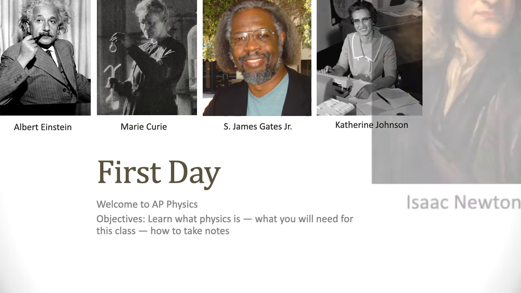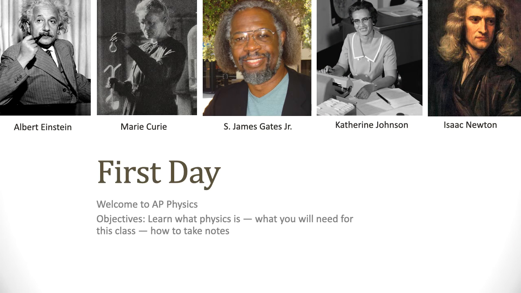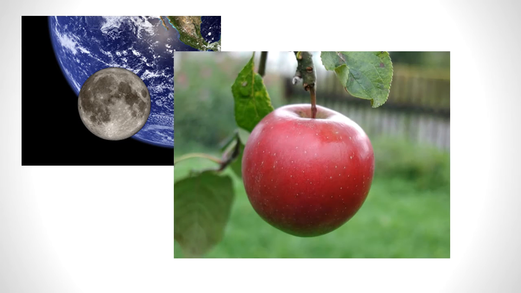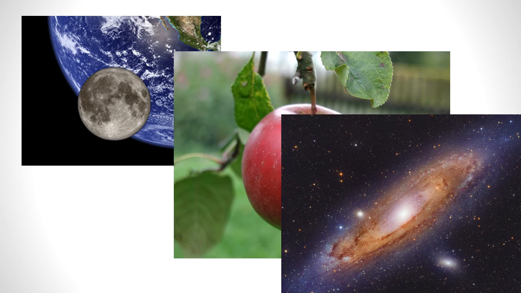Before we get started with instruction, let's talk a little bit about this class and a little bit about physics as a field. What do you suppose these three phenomena have in common? The orbit of the moon around the Earth, an apple falling from the tree down to the ground, and the shape and motion of distant galaxies, or our own Milky Way. You might be able to remember from Part 1 that gravity is the universal force that explains all of those things.